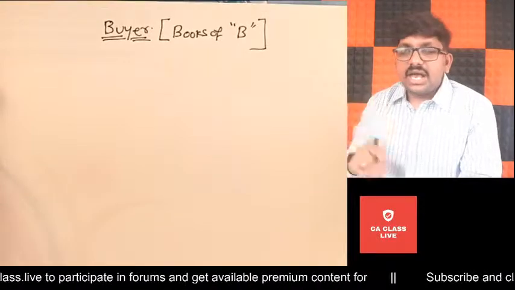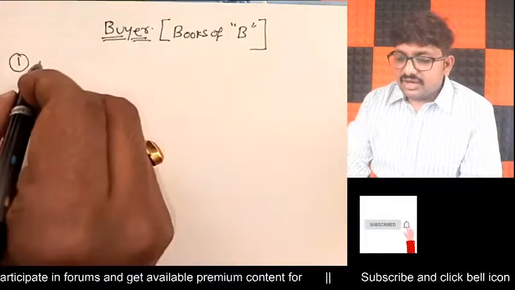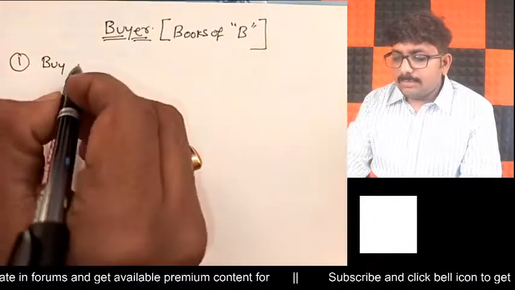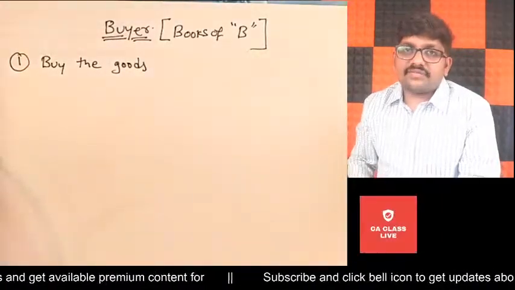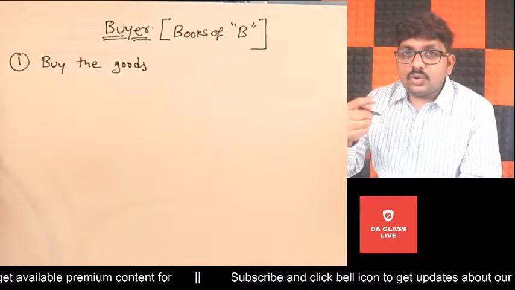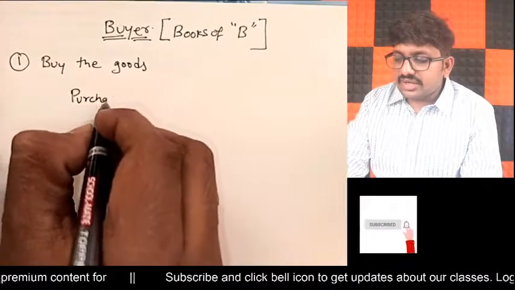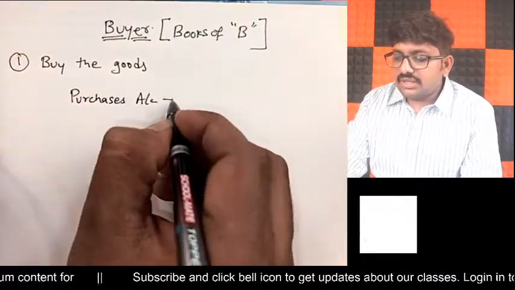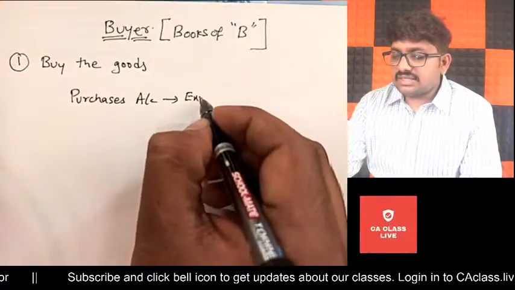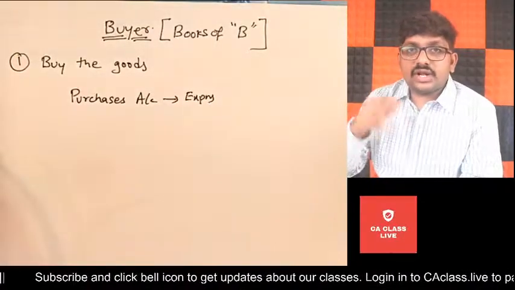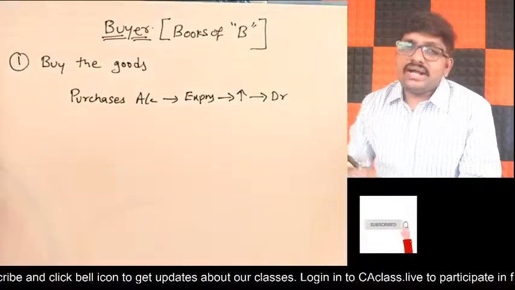Now the first transaction I would like to discuss is whenever you buy the goods. When you buy the goods, which accounts will be affected? As I already discussed, the purchase of goods will go to the purchases account. That will not change. The purchases account comes under the category of expenses. Whenever you buy the goods, your purchases and expenses increase, so we have to debit it.